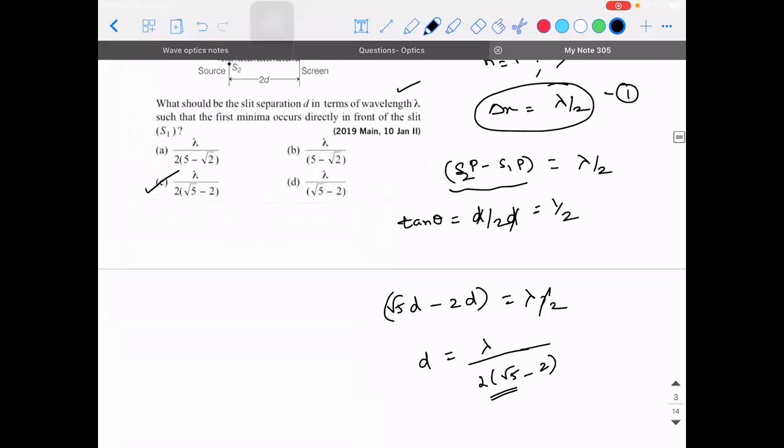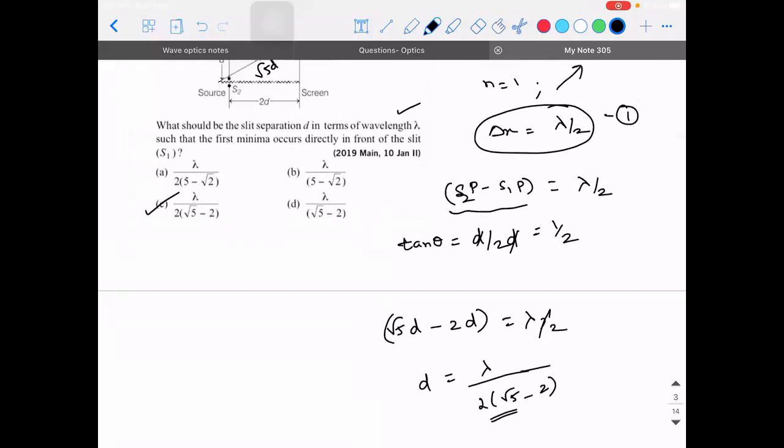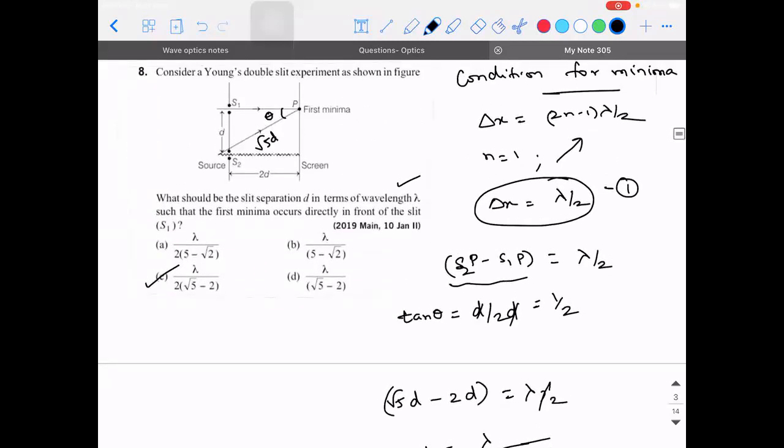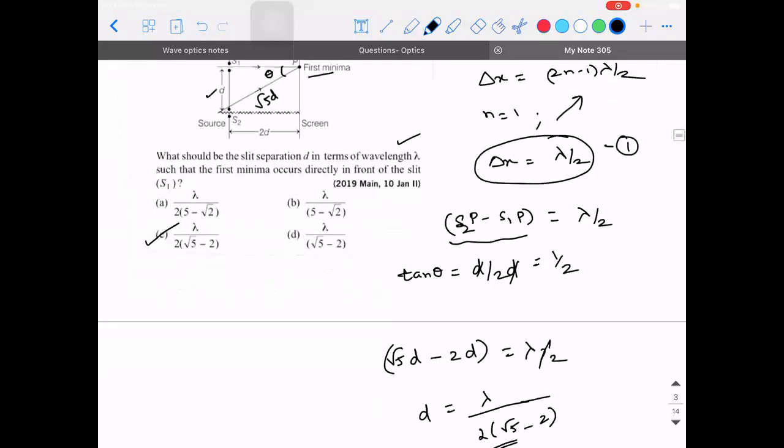Sir, but Anna, how did we know that exactly the first dark fringe will be ahead of S1? No. The system is designed in such a way. Okay, what he is saying is we don't know the value of d. Oh, they have given the first minimum? Okay. Yes, they have told. You adjust what should be the distance so that the first minimum forms at that place. So you have to design the system. That is the main thing.